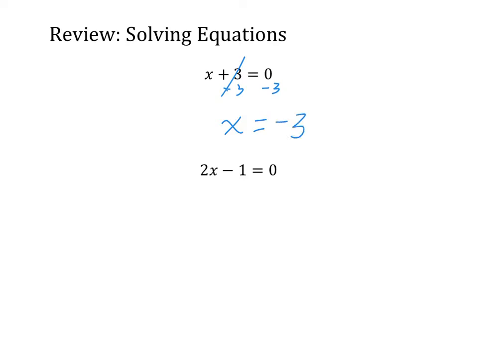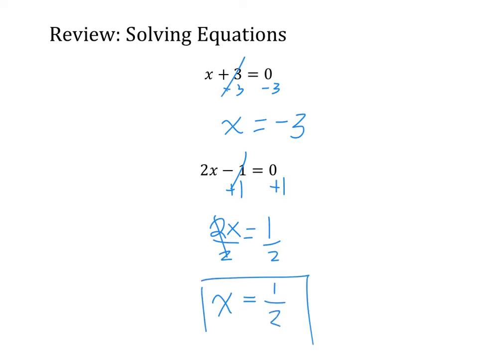On this bottom one, we'll actually have a two-step one, so I'm going to get rid of everything that's not touching my variable. So I'm going to get rid of this -1 by adding it to both sides. That will cancel that. We have 2x is equal to 1. Now I'm going to get rid of that 2. Since it's 2 times x, I'll divide. And again, this is just a review, right? Very simple stuff. X is equal to 1/2.